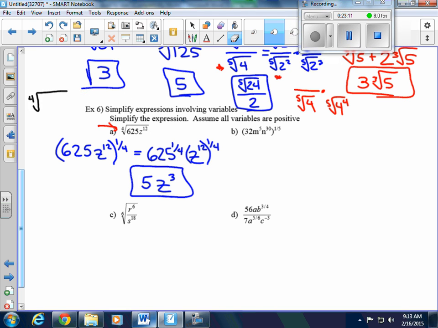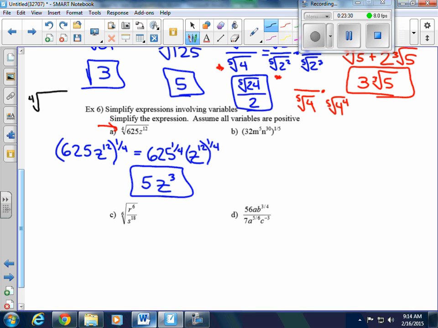But if you look at that, the 4th root of 625 is going to end up being 5. And then notice we divide those exponents. 12 divided by the index number is going to give us our 3rd root there.